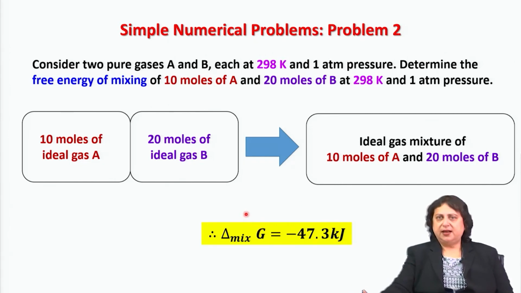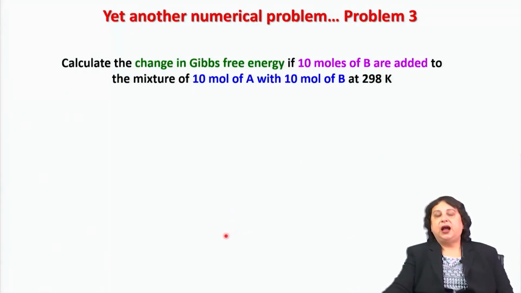Now, this is again a very straightforward problem. What happens if I just change the problem a little bit? The statement of this problem goes as follows. Calculate the change in Gibbs free energy if 10 moles of the ideal gas B are added to the mixture of 10 moles of A with 10 moles of B at 298 Kelvin and a total of 1 atmospheric pressure as before.